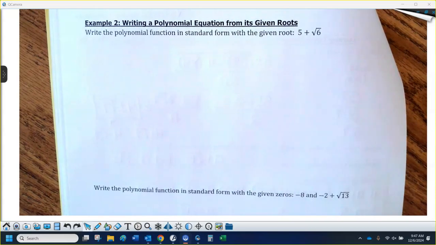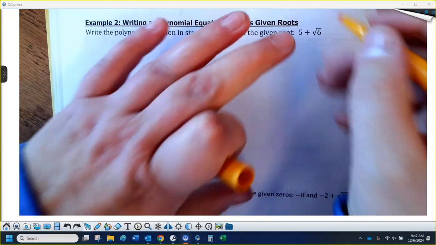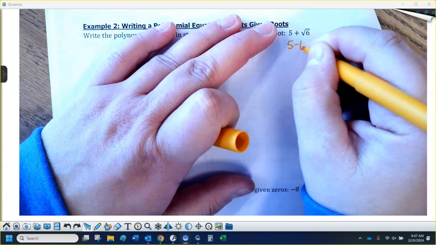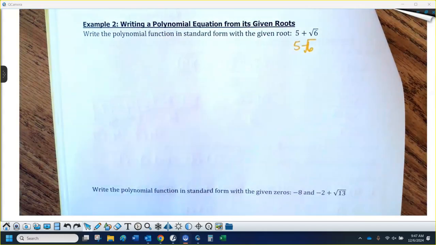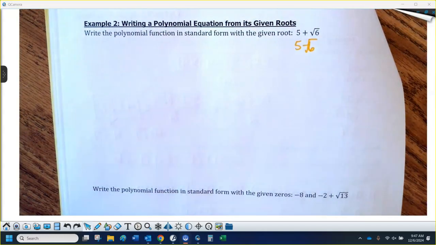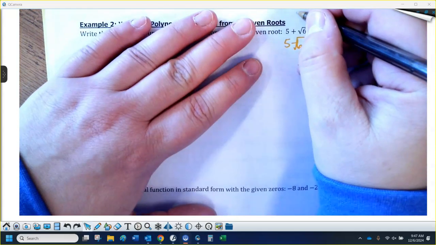So, this says write the polynomial function in standard form with the given root. So it says 5 plus the square root of 6. Based on the irrational root theorem we talked about on the front, do I have any other roots besides 5 plus radical 6? 5 minus radical 6. Okay. So 5 minus radical 6. Basically what this means, I just have two answers, right?